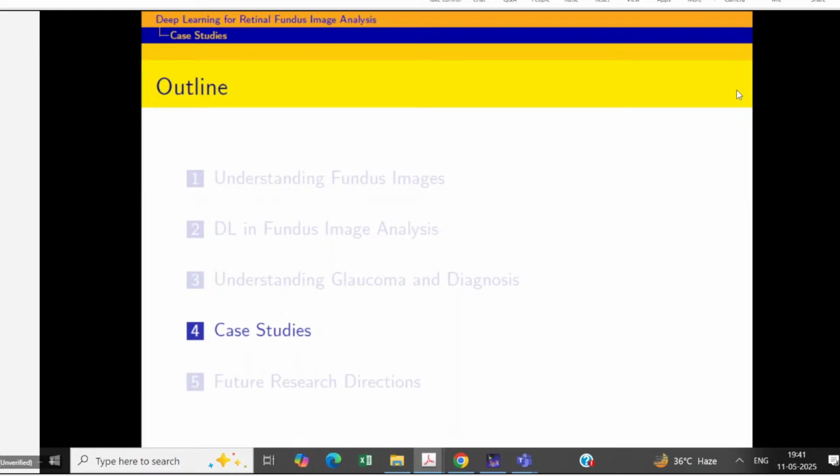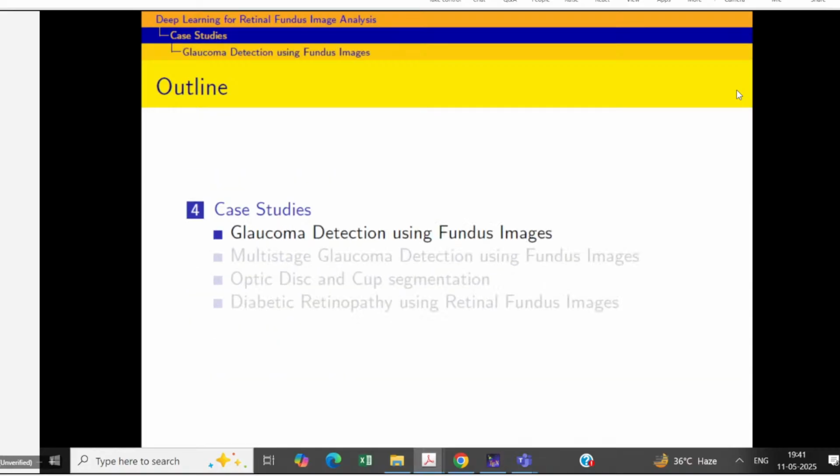We have done a few works over the last four or five years. We have been working on glaucoma classification, optic disc segmentation, and also some other eye diseases. Here are the four case studies I would like to discuss with you. One is glaucoma detection using fundus images, where in early days we used to solve a binary classification problem. Then, when we discussed with the doctors, they said why not design a model which can also detect different stages, which are very important.